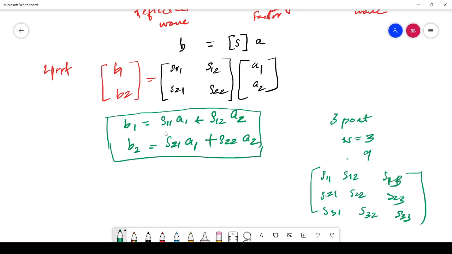So we'll stop with this. In the next session we will discuss S parameters for various components.